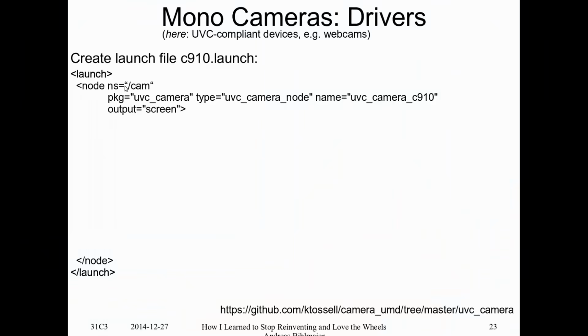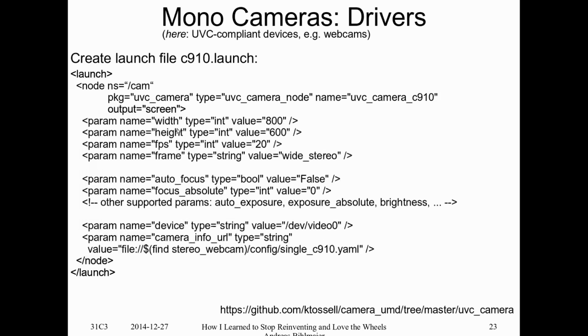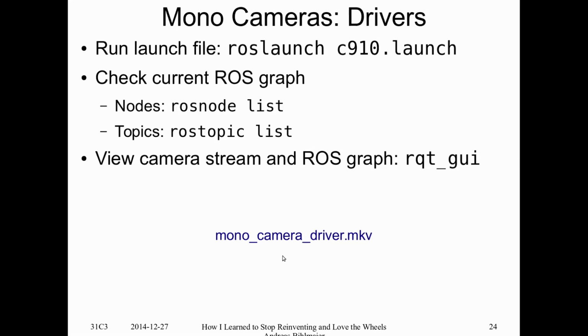For example, here I said namespace cam, so everything will be pushed down into the subfolder cam so that I don't have a whole mess of topics at the top level namespace. And then you add some parameters specific, of course, to your node: the resolution of the camera, frame rate, disable autofocus, and so on, and that's about it. Then you type roslaunch.